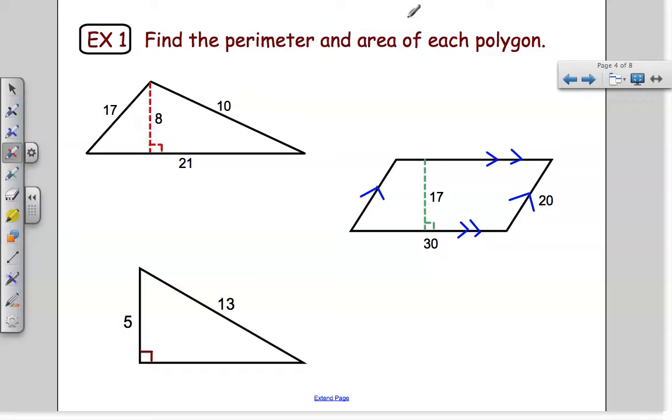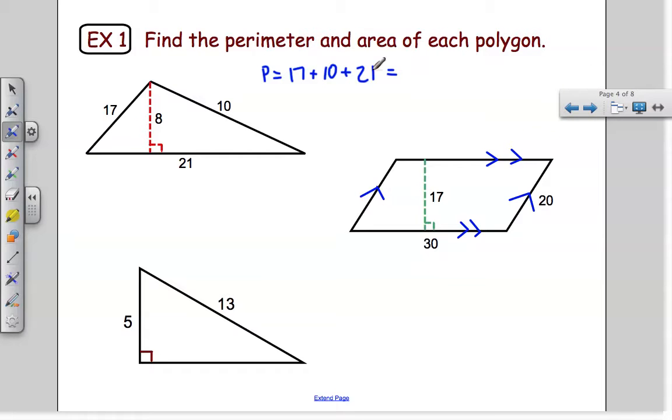Here I'm finding perimeter and area of each of these polygons. Now first of all, we know with perimeter you just add up all the sides or the outside of the figure. So if I want to do perimeter of this triangle, I'm only looking at the outsides and the side lengths there, and you're adding those together, 17 plus 10 plus 21, and it looks like, what do we have, 48? And there are no units given. Perimeter is just a distance, so I'll just say units there.